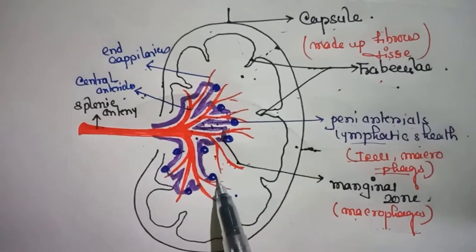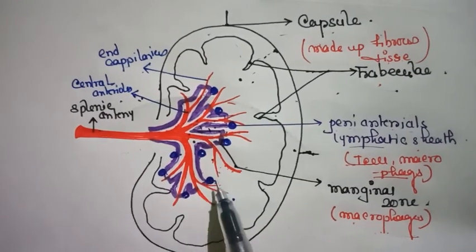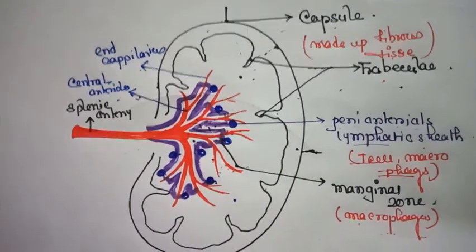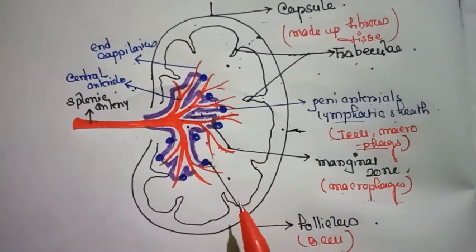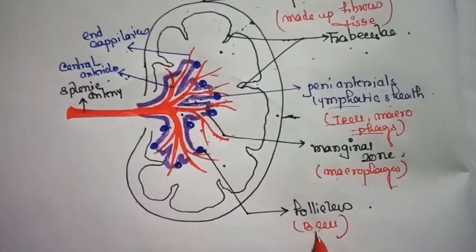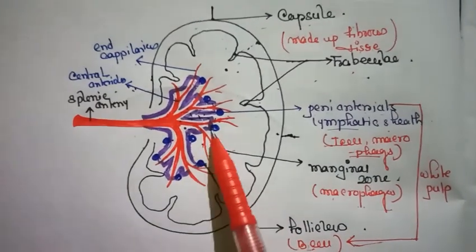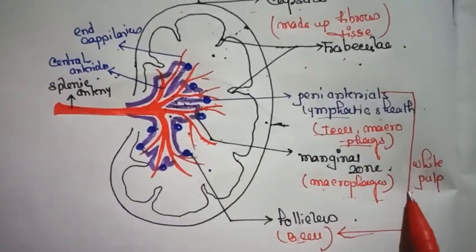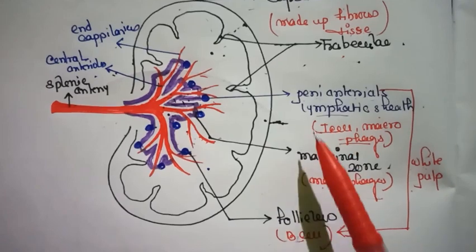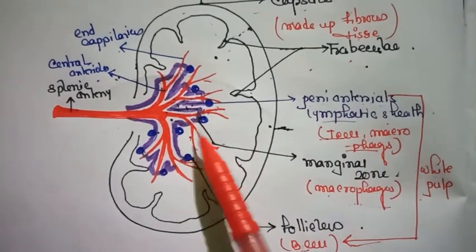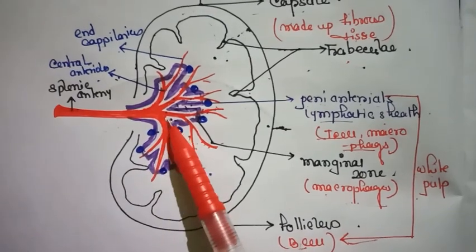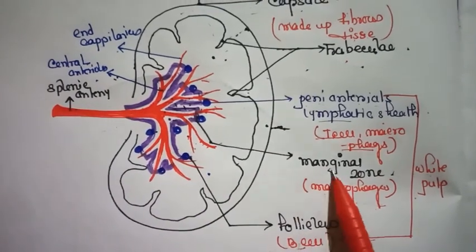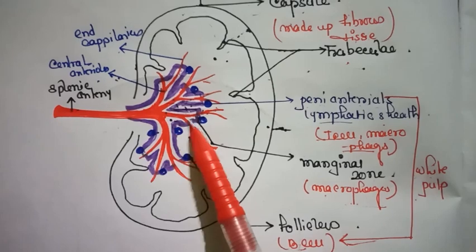There is also another lymphatic tissue, the follicle. These are all follicles, made up of immune cells that are mainly B cells. These three layers together are called the white pulp. The three layers are the periarterial lymphatic sheath, the white zone, and next the marginal zone.